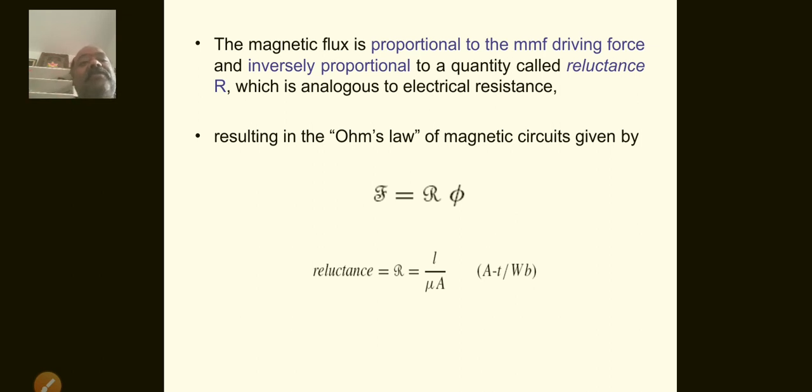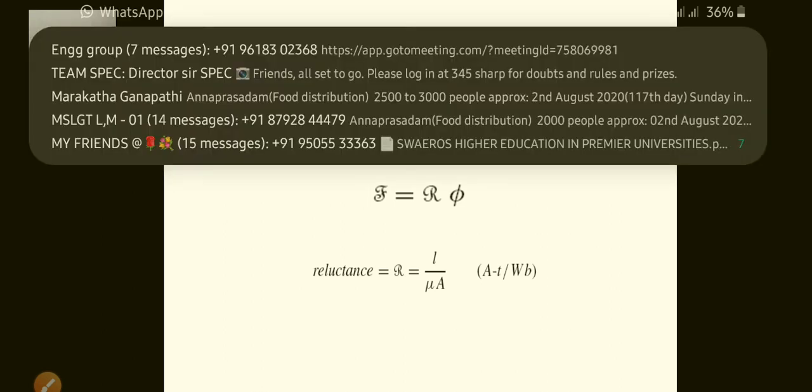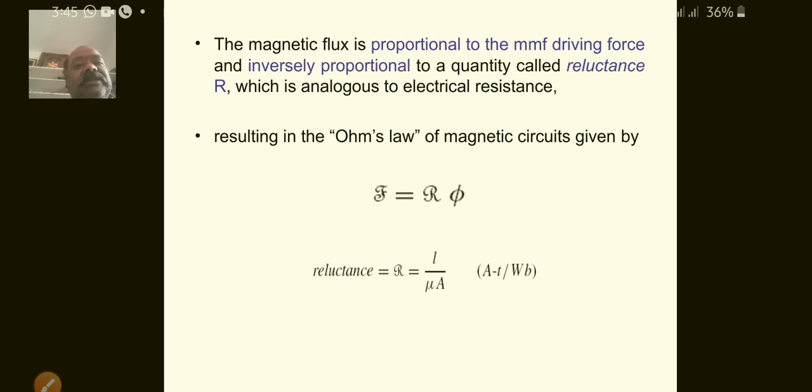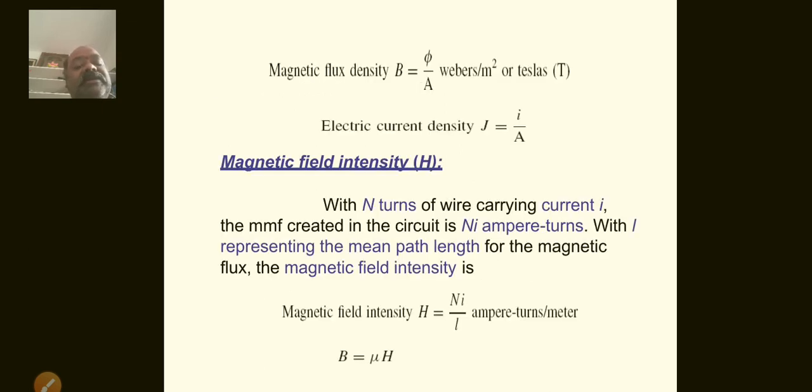The resulting Ohm's law for the magnetic circuit is given by F equals R times phi. What is R? R is the reluctance, given by R equals L by mu A, with units of ampere turns per Weber. This is the unit of reluctance generally. Just see this R times phi, which is Ohm's law for the magnetic circuit, with reluctance indicated by R.